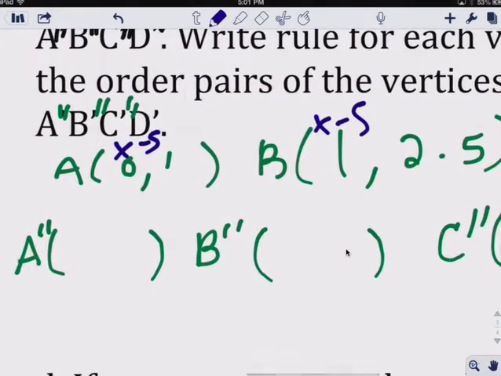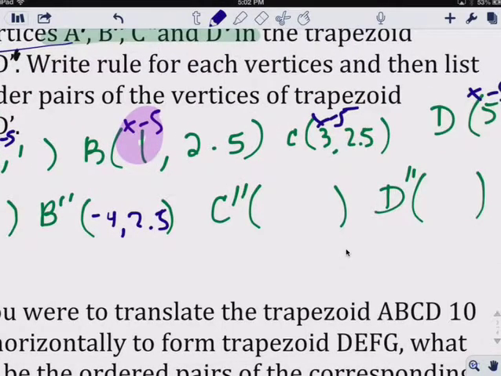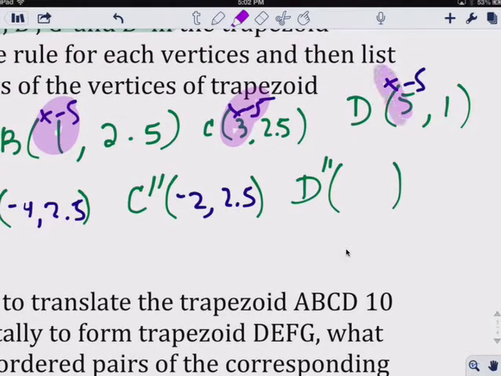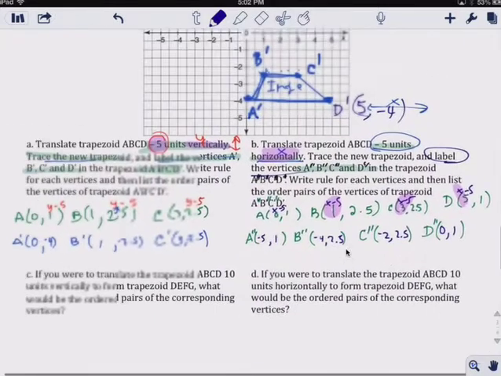So 0 minus 5 is negative 5 and 1 there. And 1 minus 5 is negative 4, 2.5. And then 3 minus 5 is negative 2, 2.5. And 5 minus 5 is 0 and 1. Okay, let's graph that.